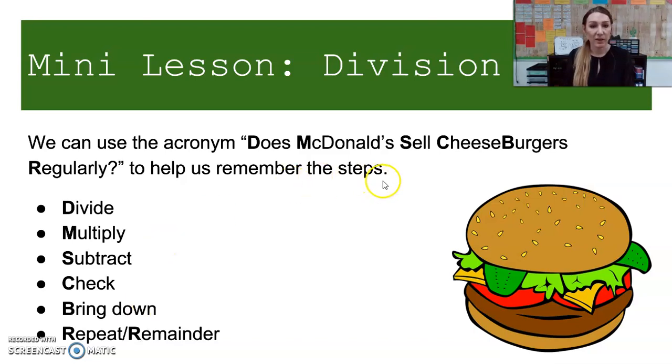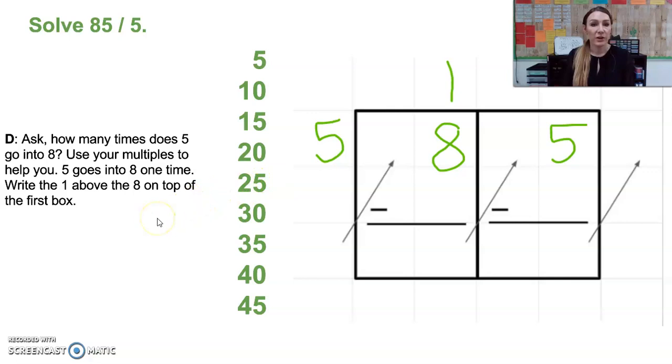So let's go ahead and look at an example. So we're going to start with this problem, 85 divided by 5. So I'm going to go ahead and list my multiples of 5 all the way 1 through 9.